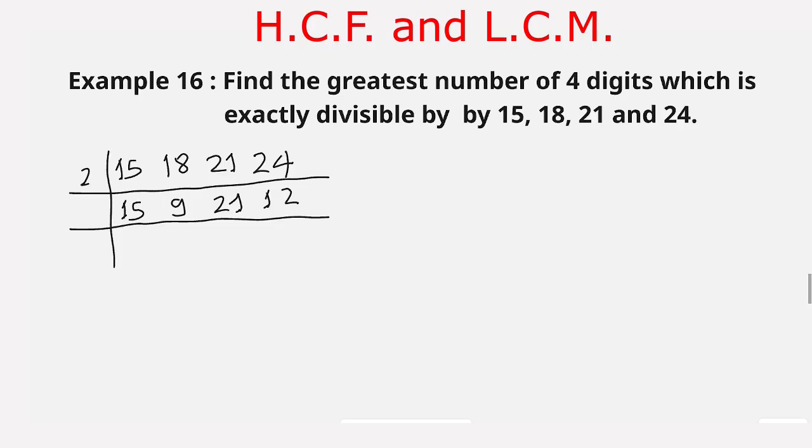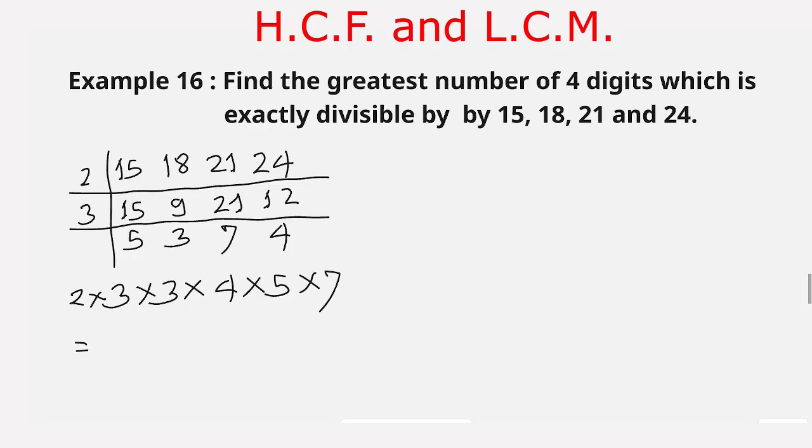So we divide it by 3 as all the numbers are divisible by 3. 3 divides 15 for 5 times, 9 for 3 times, 21 for 7 times and 12 for 4 times. Now we don't find any 2 numbers divisible by any number. So our LCM will be 2 multiplied by 3 multiplied by 3 multiplied by 4 multiplied by 5 multiplied by 7.